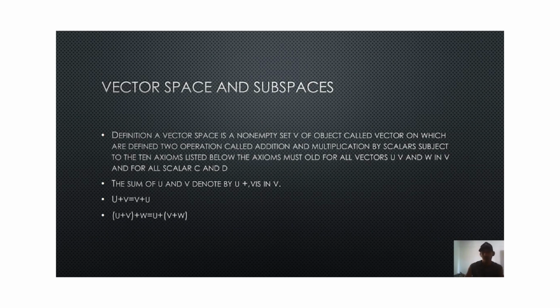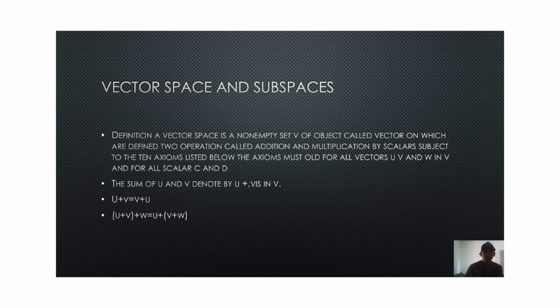The definition of a vector space is a non-empty set of objects called vectors, which are defined to operate, called additions and multiplications by scalar, subject to the ten axioms listed below. The axioms must hold for all vectors u, v and w in V and for all scalars c and d.